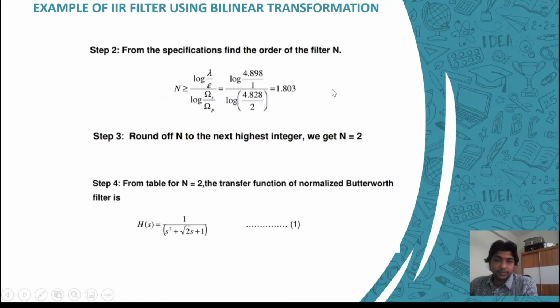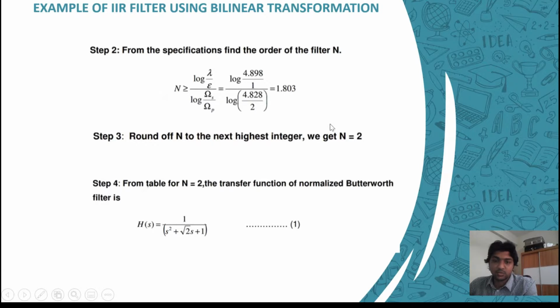So step 2, we have to find the order of the filter. For finding the order, we have to use that formula. We already know lambda and epsilon and the stopband and passband analog frequencies. So if we put in the values, we will get 1.803. Step 3, round n up to the next highest integer, which is n equal to 2.